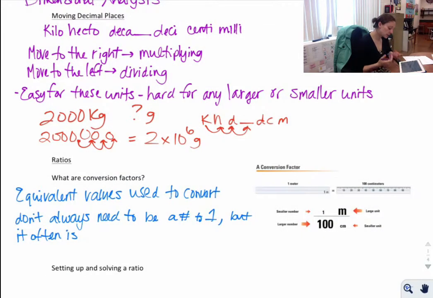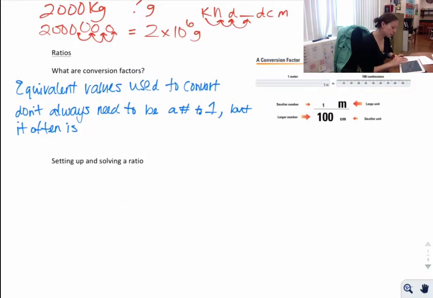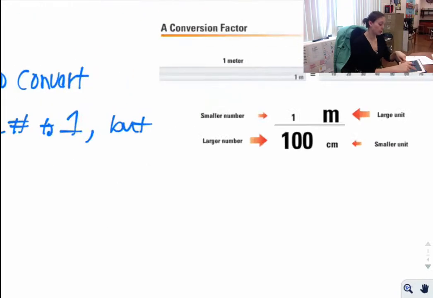The next one we're going to look at is a ratio. When you use a ratio, you have to use what's called a conversion factor. A conversion factor is an equivalent value that's used to convert. They don't always have to be some number to 1, but it often is. I'll give you an example for these conversion factors.